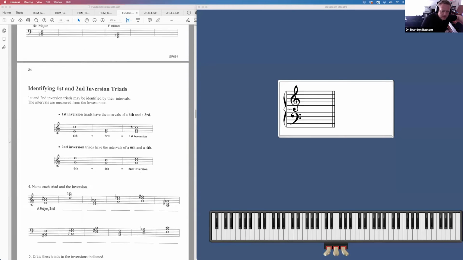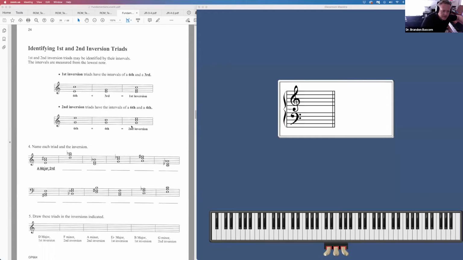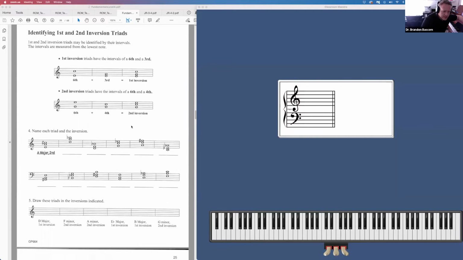Page 24, again, reviewing first and second inversion. If Olaf loses his head, we're in first. If our snowman Olaf loses his butt, we're in second. So identify the given triads, draw the requested triads.